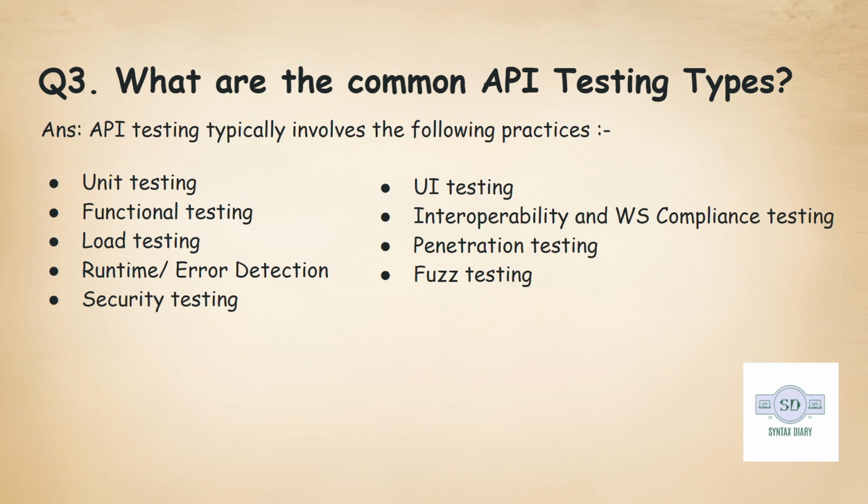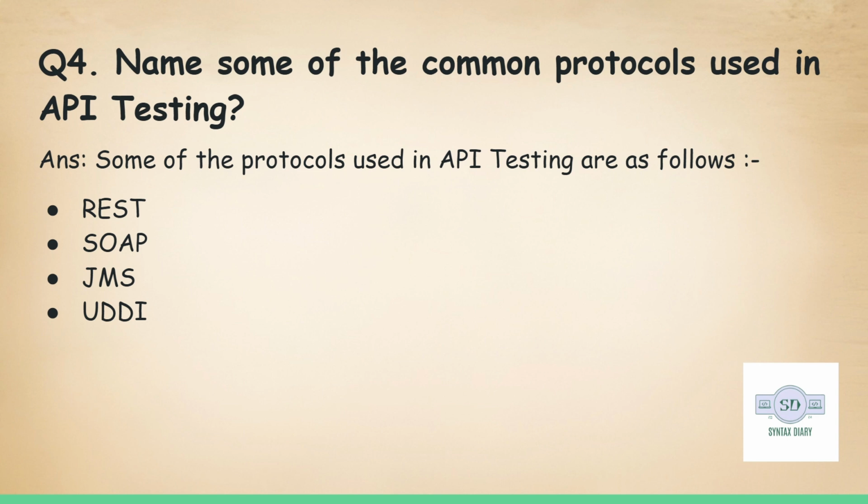Now let's move to the next question. Name some of the common protocols used in API testing. Some of the protocols used in API testing are as follows: REST, SOAP, JMS, UDDI.